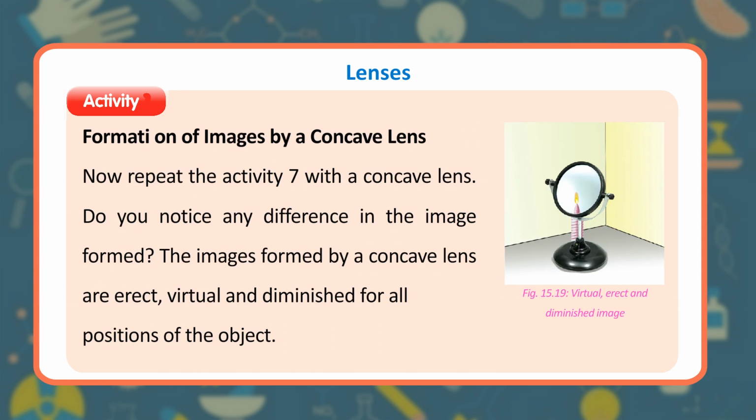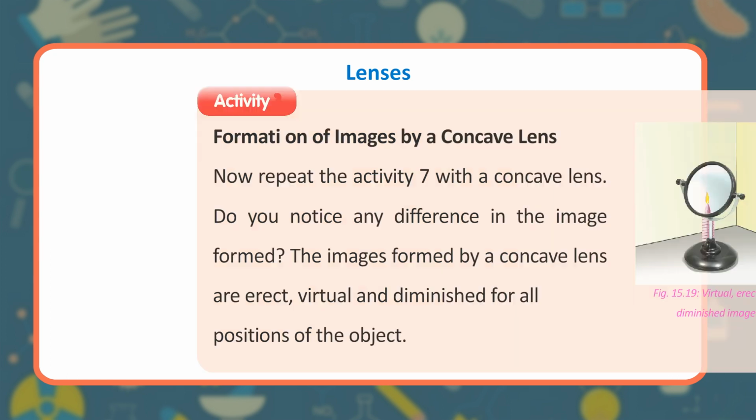Activity. Formation of images by a concave lens. Now repeat the activity 7 with a concave lens. Do you notice any difference in the image formed? The images formed by a concave lens are erect, virtual and diminished for all positions of the object.